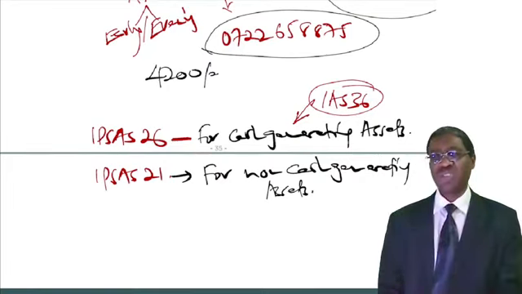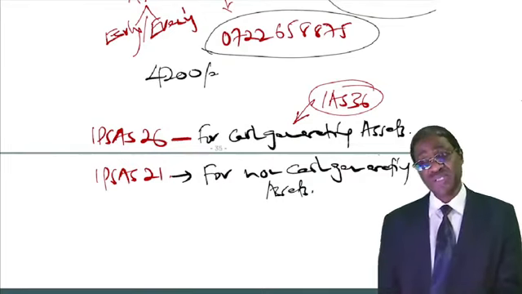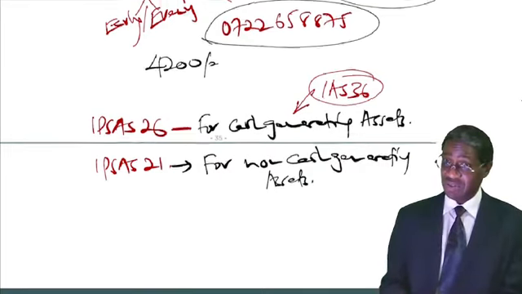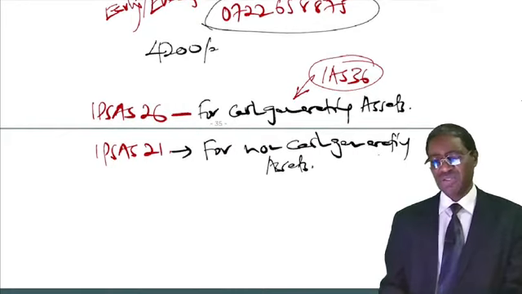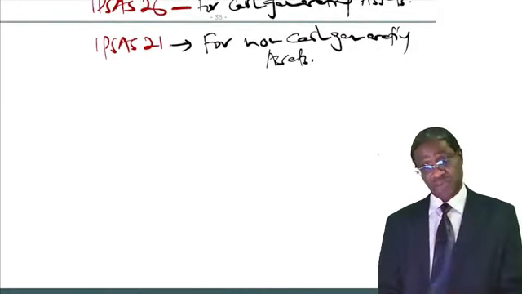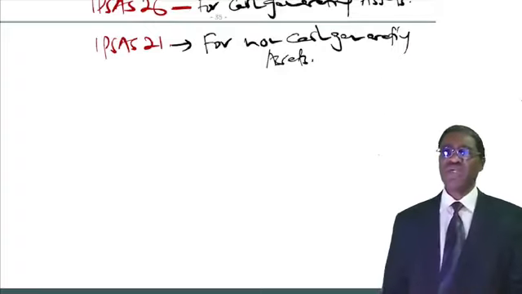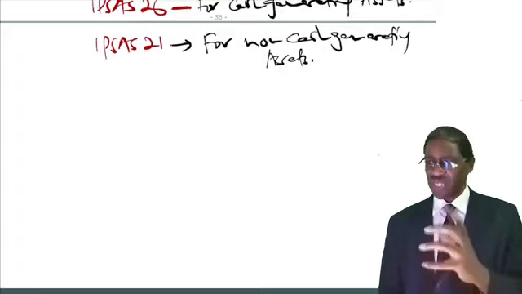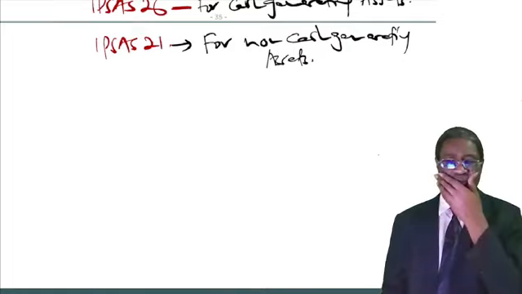The most critical one is IPSAS number 21, which is what I want to talk about now. Allow me now to introduce the concepts under IPSAS number 21. They are slightly different, though we are going to borrow some of the concepts from IAS 36.